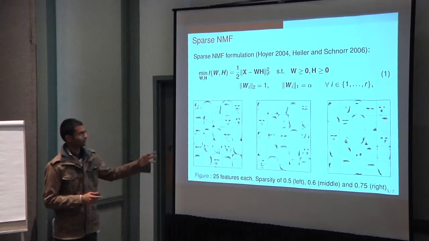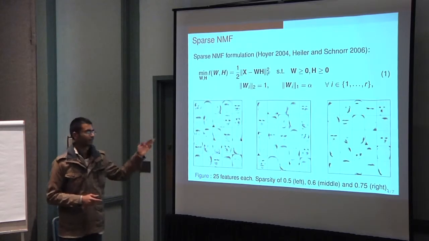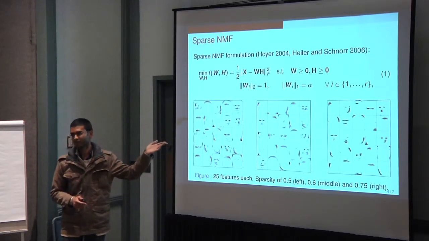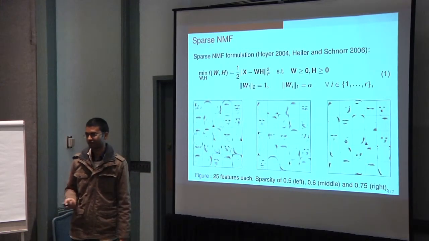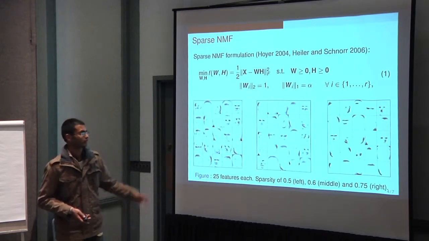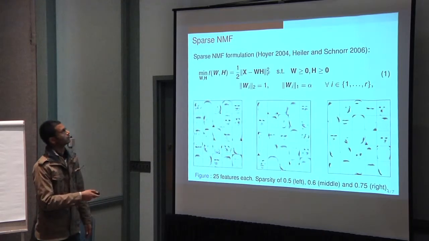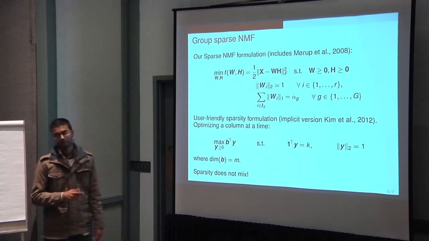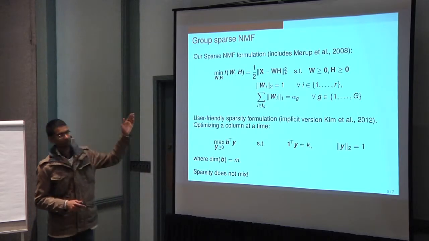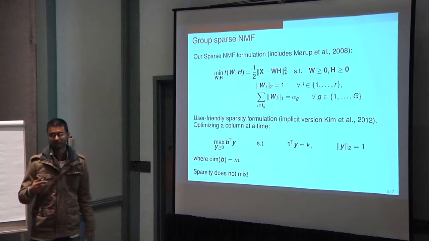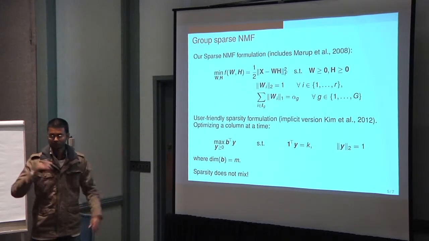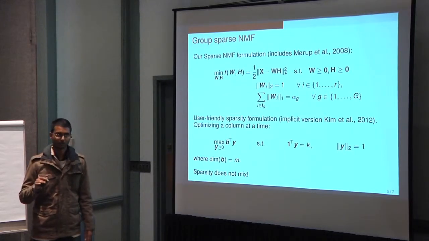So what is the bad part of this formulation? It is that all the features have the same sparsity. I mean, in real data sets, it's unlikely that all the features are going to have the same sparsity value. So we would propose a new group sparse NMF formulation where we have our usual NMF objective. We have the norm constraints, which take care of the L2 norm constraints, which take care of the scaling problem.